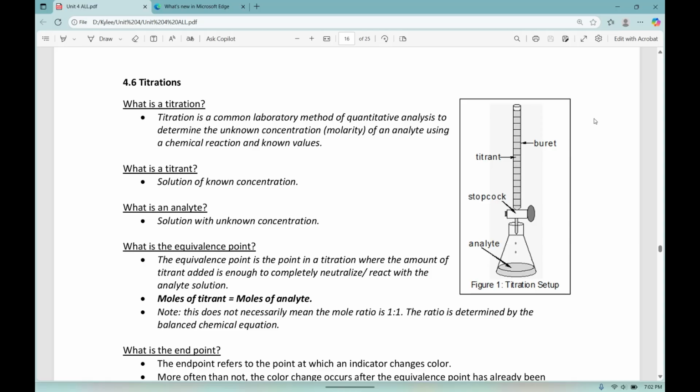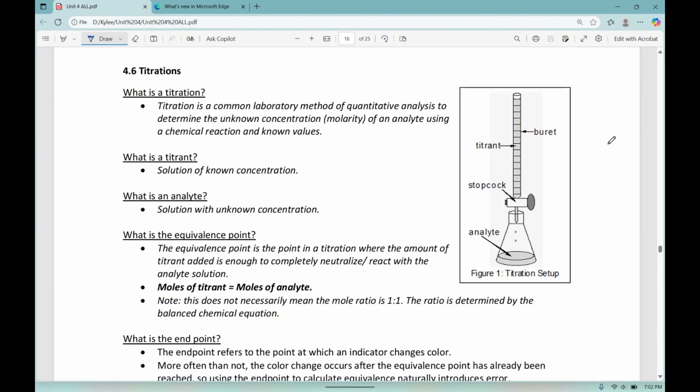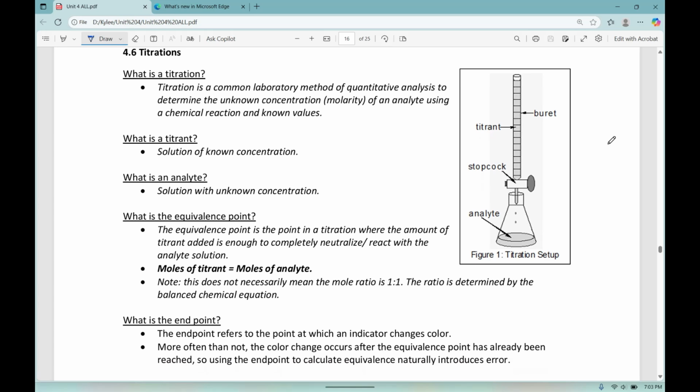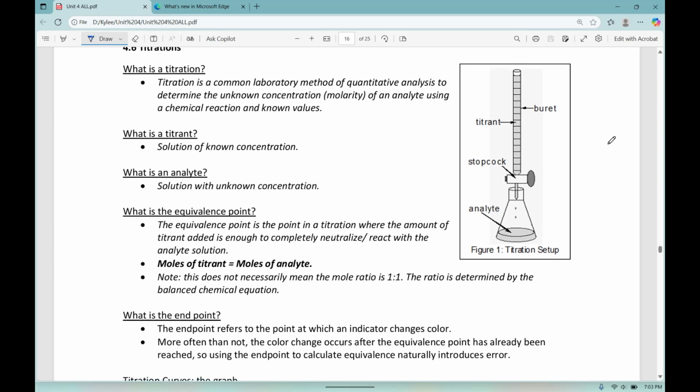Everyone, this is Miss List, and I'm here with 4.6, which is on a lab technique called the titration. A titration is, as I mentioned, a common laboratory method that we use to analyze and determine the unknown concentration or molarity of a substance using a chemical reaction and known values.